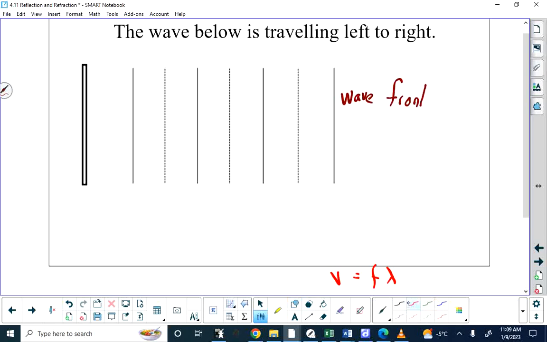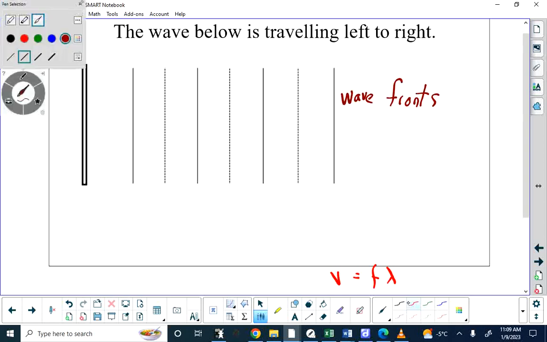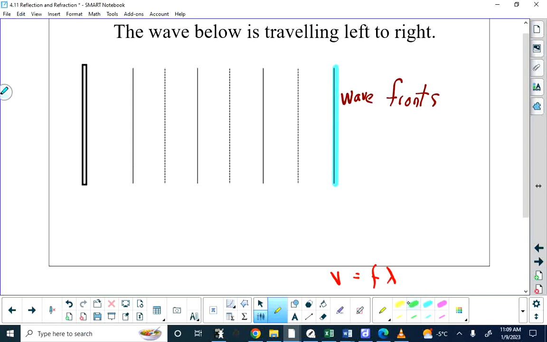Now you can quibble about whether the wave fronts are the solid lines or the dotted lines or both. I don't care. The wave fronts show lines with equal disturbances. Everything along this line has the same disturbance. The water everywhere along that line is raised above the equilibrium position in the tank. So those are what we would call wave fronts.